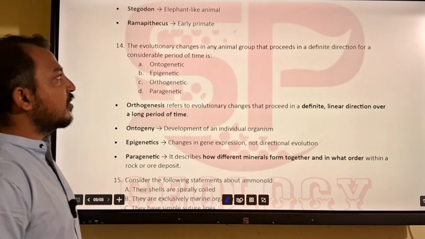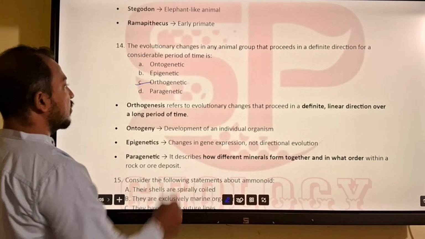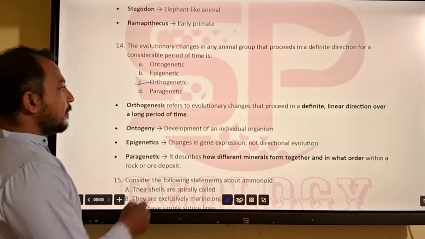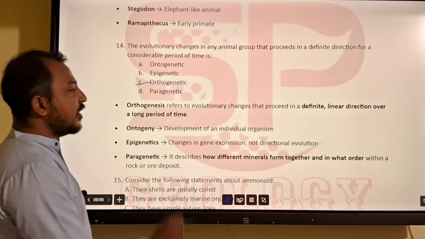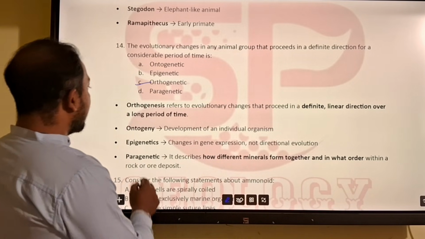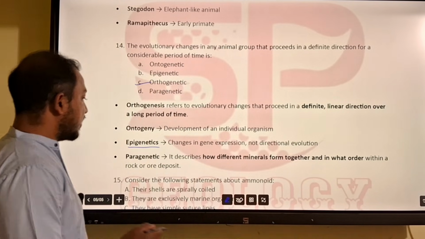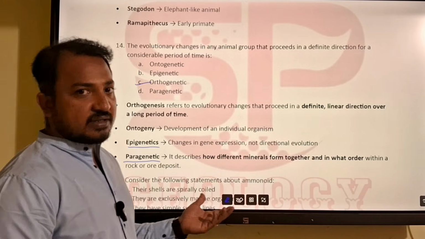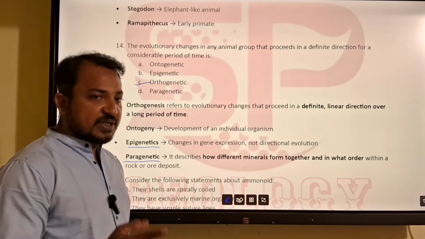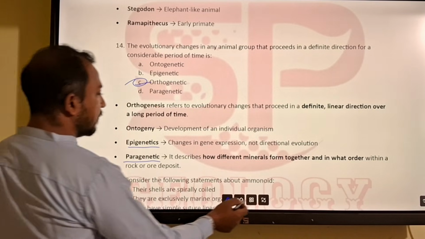The evolutionary changes in any animal group that proceed in a definite direction for a considerable period of time is called orthogenetic. So orthogenesis refers to evolutionary change that proceeds in a definite linear direction over a long period of time. Then ontogeny, development of an individual organism. That is the famous thing called ontogeny recapitulates phylogeny. Then epigenetic, changes in gene expression, not directional evolution. Then paragenetic, used in economic geology, the paragenetic sequence, which defines the different order of formation of minerals or the sequence of ore deposits. So our answer here will be orthogenetic.